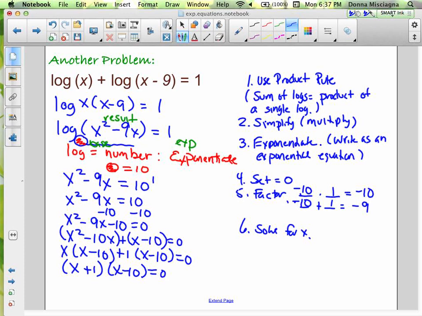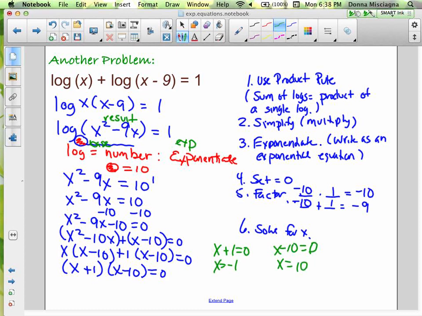Second to last thing, because we're going to have to check our solutions, but the last thing on this slide is that we need to solve for x. So we've got to set x plus 1 equal to 0 and x minus 10 equal to 0, and that's a pretty easy equation to solve, isn't it? So just subtract 1 from both sides, x is negative 1. Add 10 to both sides, x is 10. So those are your 2 solutions.